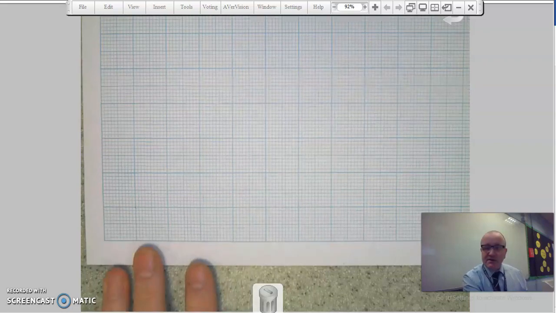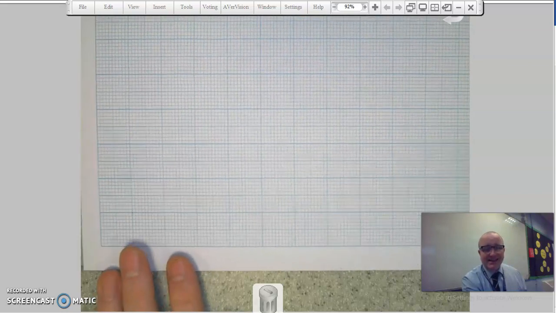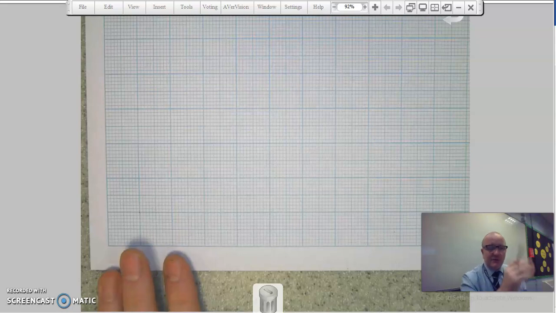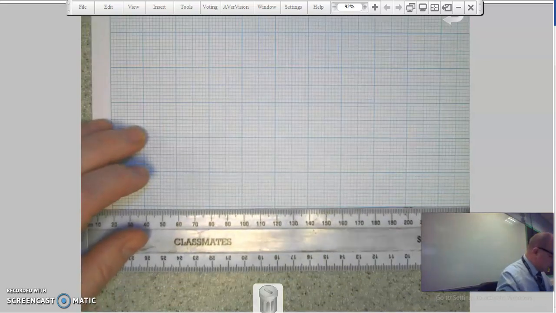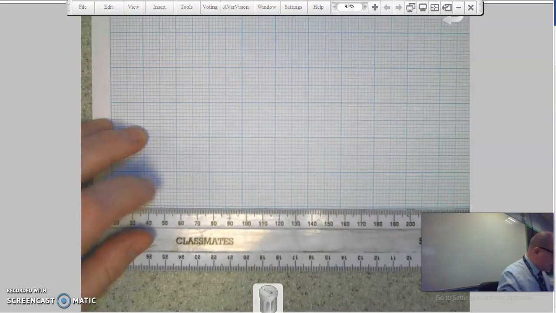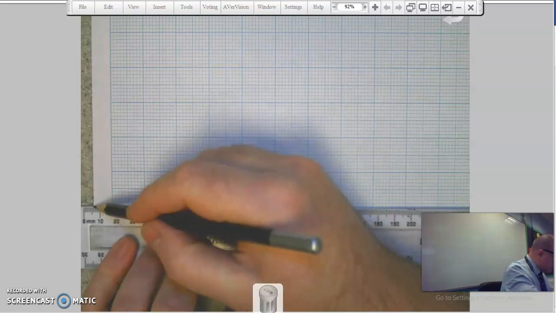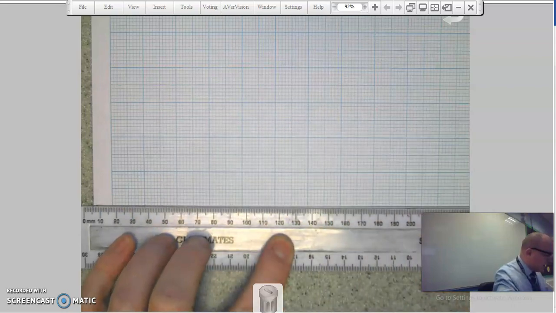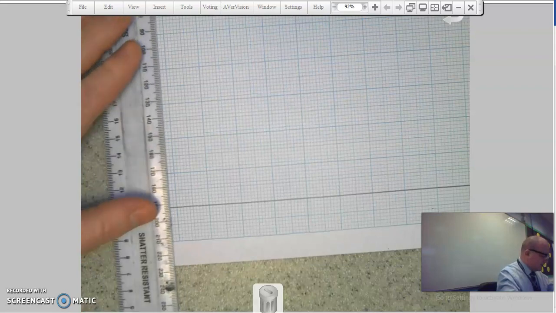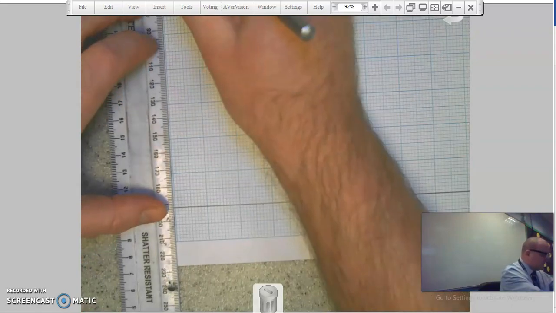Now, I'm taking my bit of graph paper and I've placed it in landscape for this. The first thing I'm going to do is draw on my two axes. I'm going to draw on my x-axis, remembering, of course, to use a sharp pencil and a sharp ruler. Here goes my x-axis. I'm then going to place my y-axis at the side here.